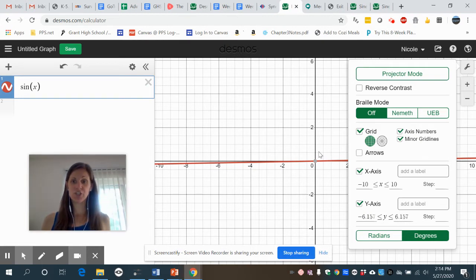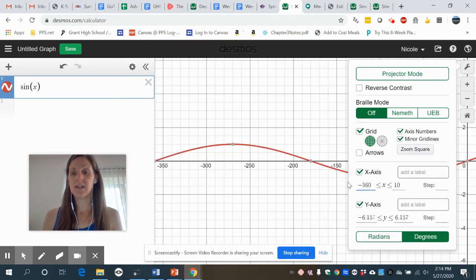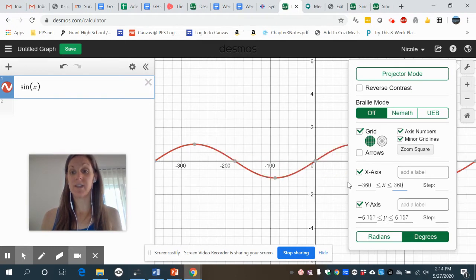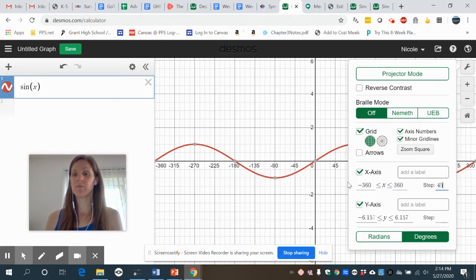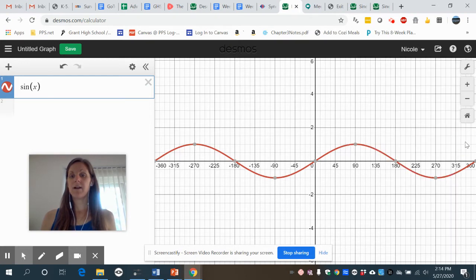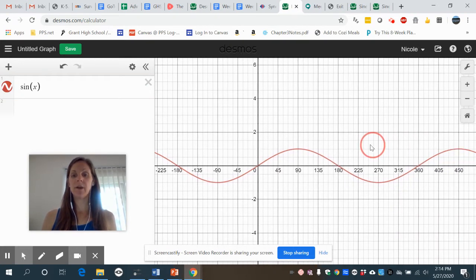If I think about my unit circle, I'm going to change my x-axis to go from negative 360 to positive 360. And I'm going to make my step, that's how much it's going by, go by 45 degrees. And those values should correspond to what my unit circle says. Let's do 45 degrees. Okay? And I'm off. Ah, that looks so much better.